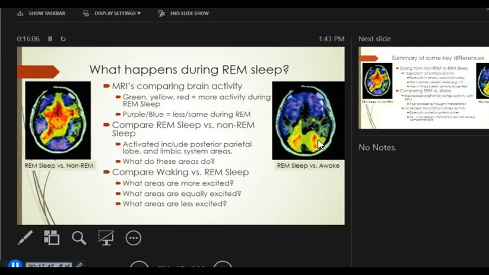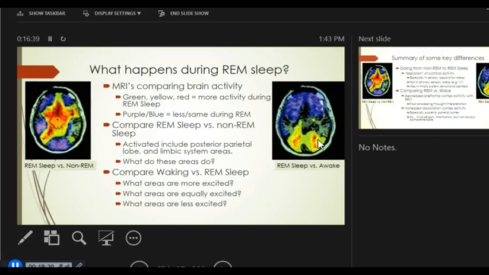So when you look up here, comparing REM sleep versus non-REM sleep, what we tend to see is that some of these posterior parietal areas, the posterior back end of the head, are involved. This would be the front of the head up here, so these would be side to side. Some of these areas in the posterior parietal cortex tend to be really, really active, and this central area tends to be really active during REM sleep compared to non-REM sleep. This central area is the limbic system.